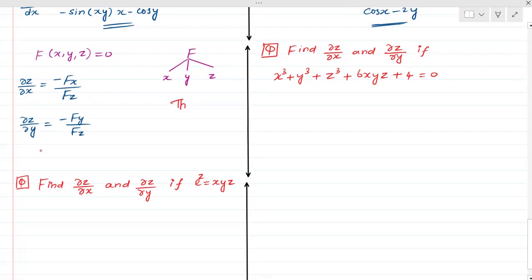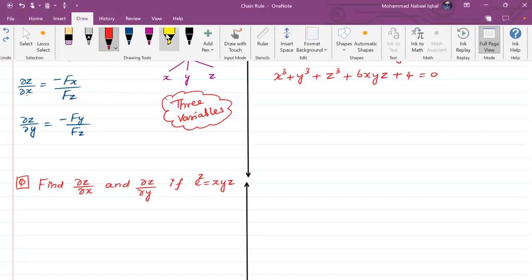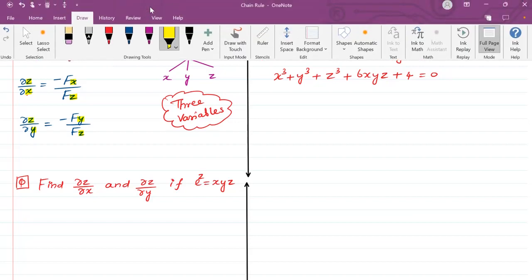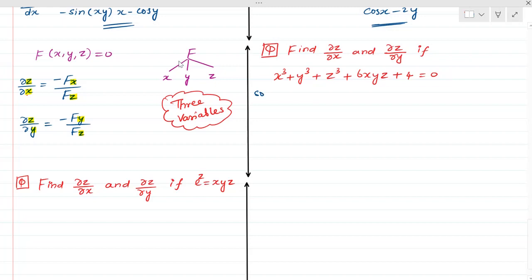It's very easy. The formula you have to remember is very simple. f is a function of three variables. So I write it: dou z over dou x is minus fx over fz, and dou z over dou y is minus fy over fz. Is it right? So this is a very easy formula you can remember. I will solve an example. Everything on the left side, I will take as the function f.